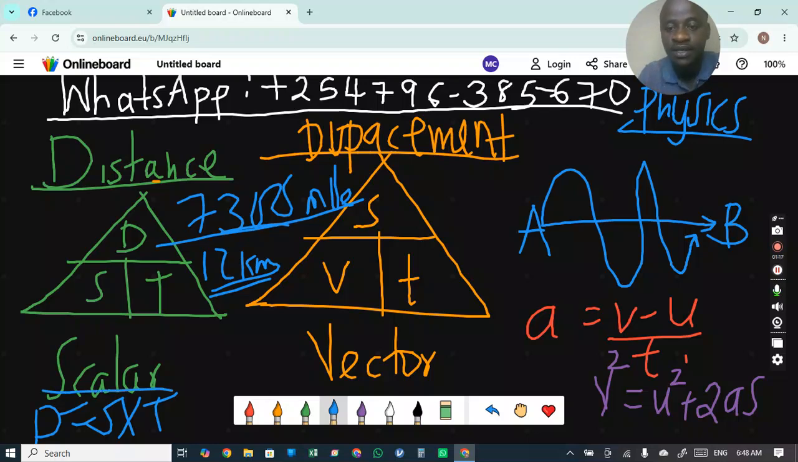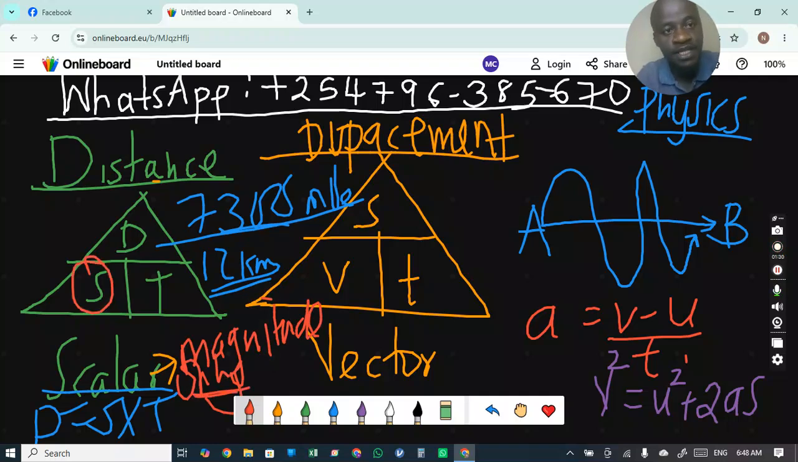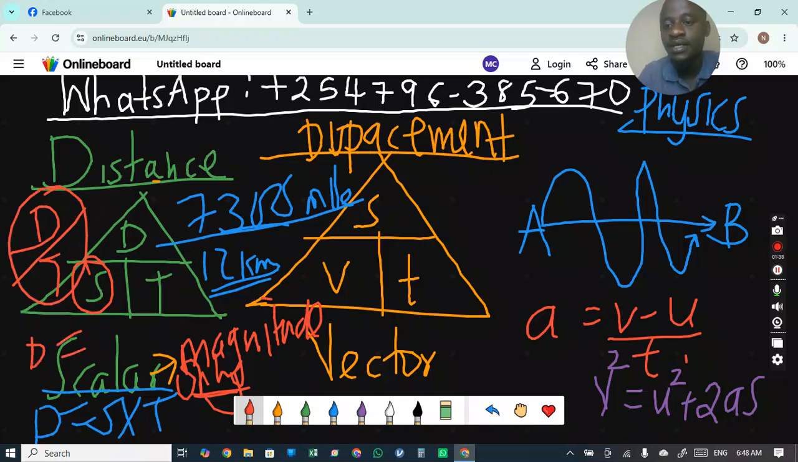So how do we define a scalar quantity? A scalar quantity has magnitude only. How do we calculate speed? Speed is also a scalar quantity. Speed is calculated by taking distance all over time taken. Distance, you take speed times time; time, you take distance all over speed. This is all about the scalar quantity.